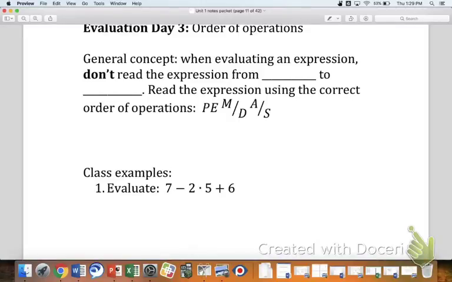And we are going to take this to that level we did yesterday, and that is order of operations. So I mentioned this yesterday. The general concept is in math, we do not read expressions from left to right. When you do that, you will get into all kinds of trouble because math is written not in left to right order, but in order of operations, PEMDAS.